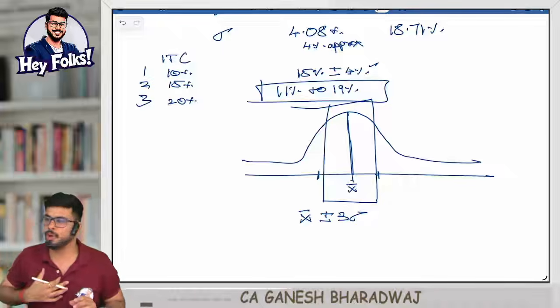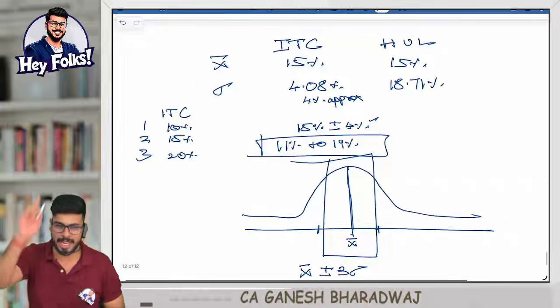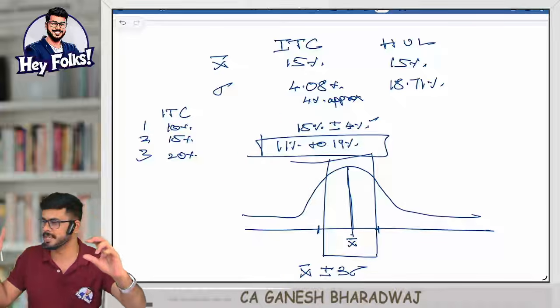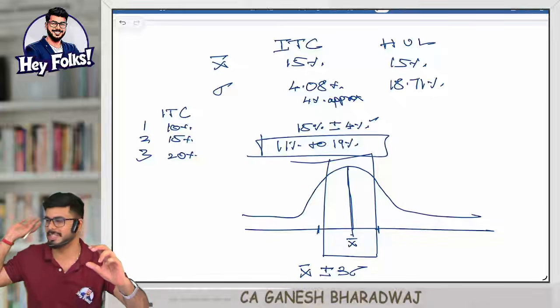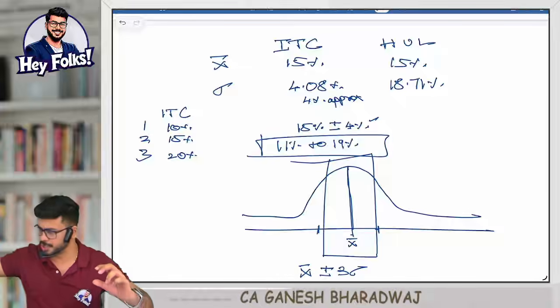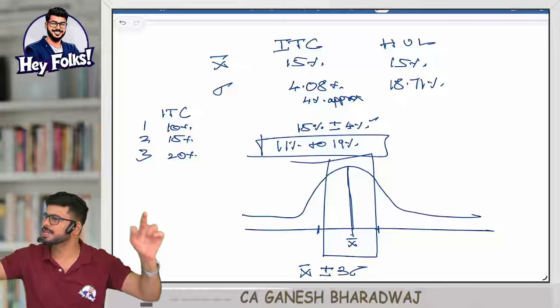So don't say that my actual return will fall only in the range of X bar plus or minus one standard deviation. Chances are only 66% mathematically. Why 66%? We will see later also. Is that clear? There is a normal distribution table. I will plot and show it to you. Are you guys able to understand?